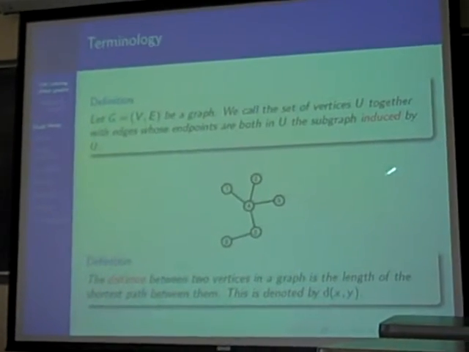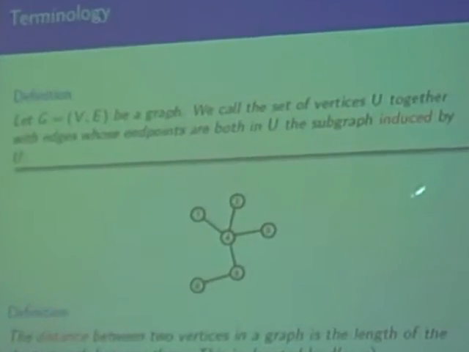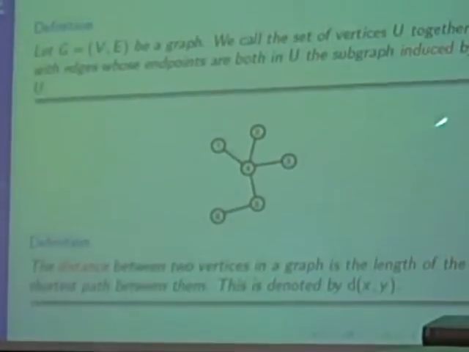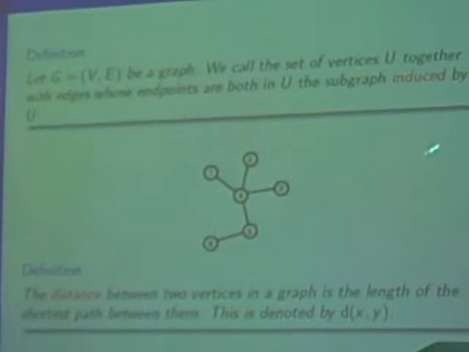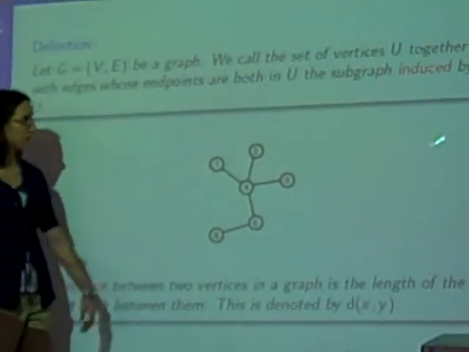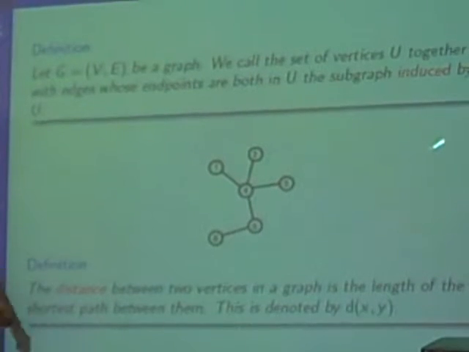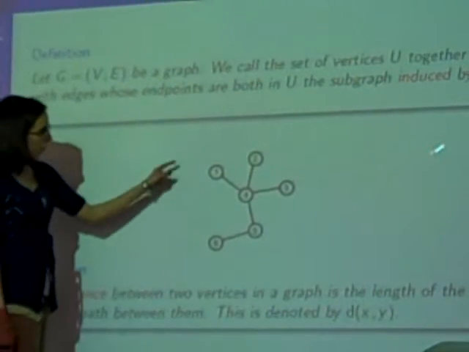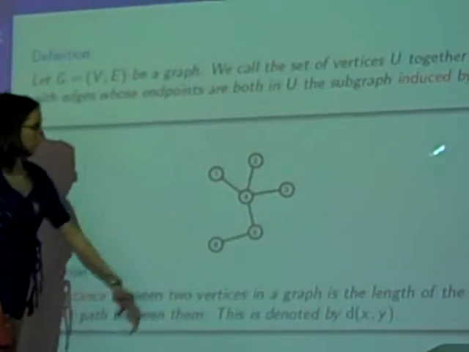We define the distance between two vertices in a graph to be the length of the shortest path between them. A path between them would just be going along the vertices and edges to get to the other. So for example, the distance between 1 and 6 would be 3, going 1, 2, 3.